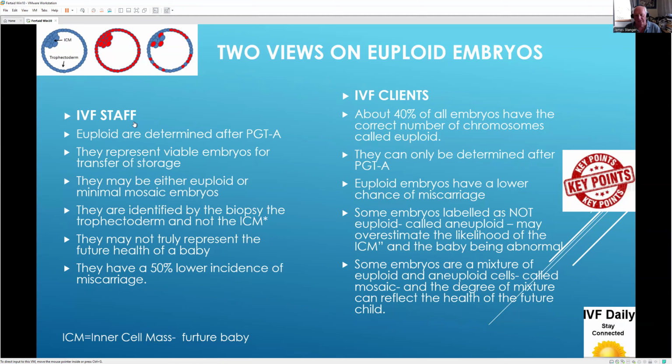Some embryos are a mixture of euploid and aneuploid cells, called mosaic, and the degree of mixture can reflect the health of the future child. As a general rule, embryos with less than 40% aneuploid cells may be transferred, but if more than 40% of cells are aneuploid, they are normally discarded.